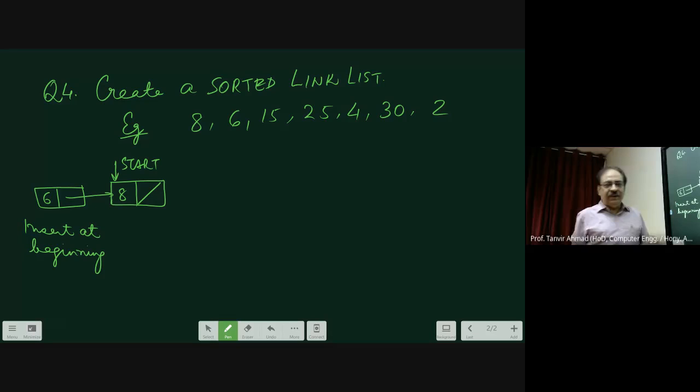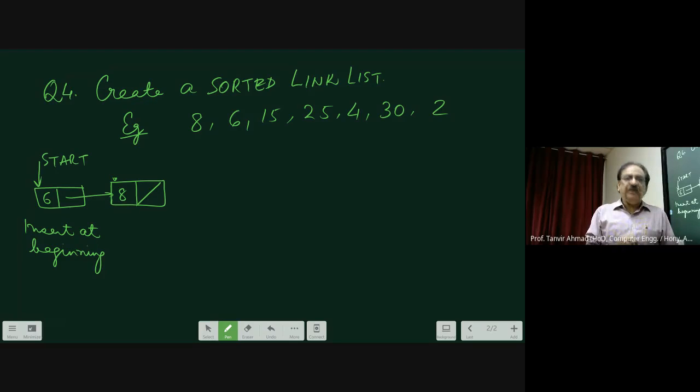That means you did insert at beginning. Now next node came, 15. Now here, start will obviously point at this place. Start आ जाएगा यहाँ पे. Now next number is 15. 15 is obviously bigger than 8. If not bigger than 8, first bigger than 6, then bigger than 8. Therefore, you insert 15 here.